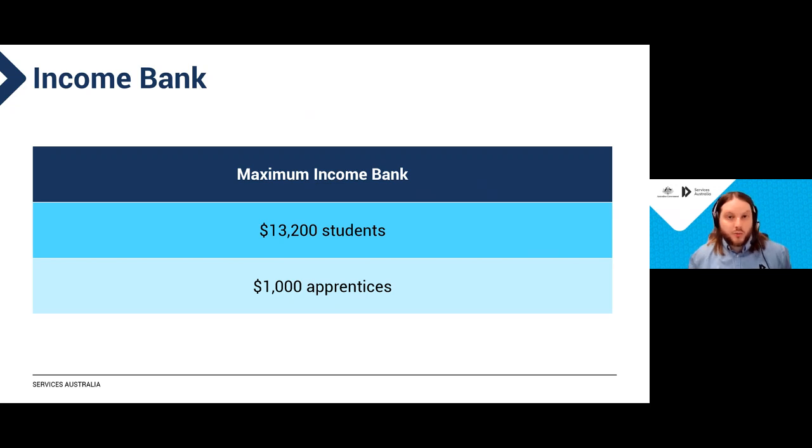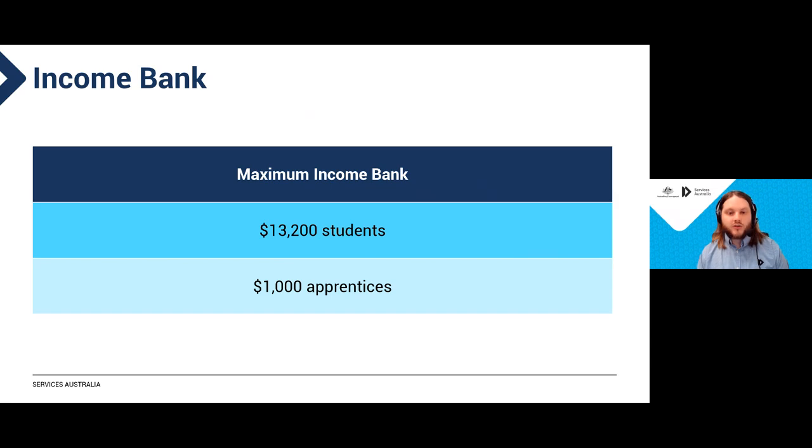Similar to the work bonus and the working credits is the income bank. Now, students can build up their income bank credits when they earn less than $528 a fortnight. The income bank balance reduces when you earn more than that figure. The income bank applies to any fortnight in which the recipient is a full-time student, including any concessional study load, or an Australian apprentice, even if that's only for 1 day in the fortnight.